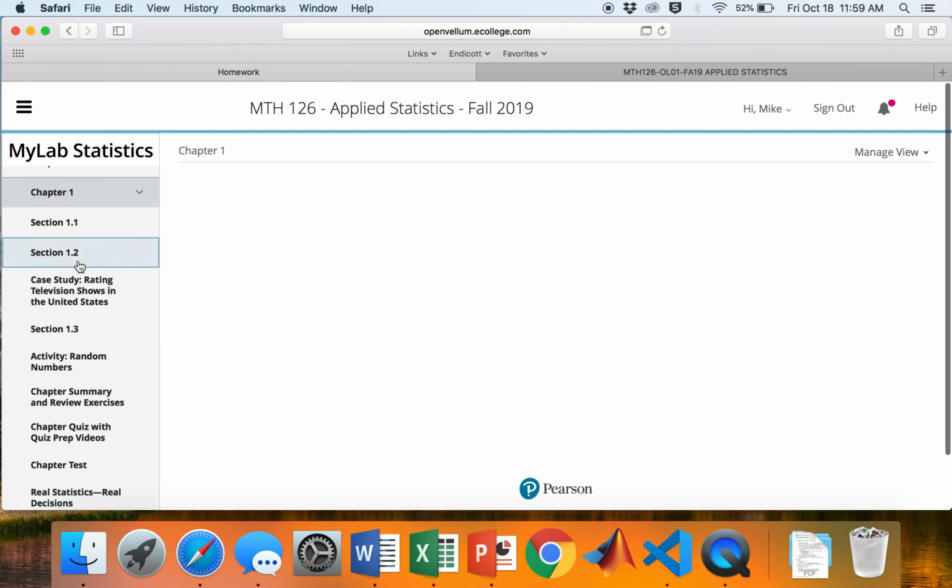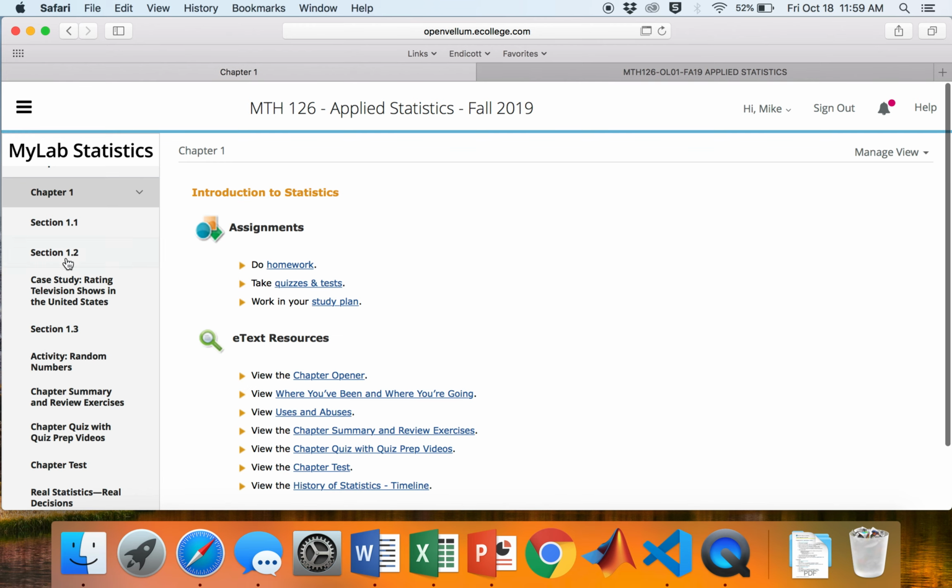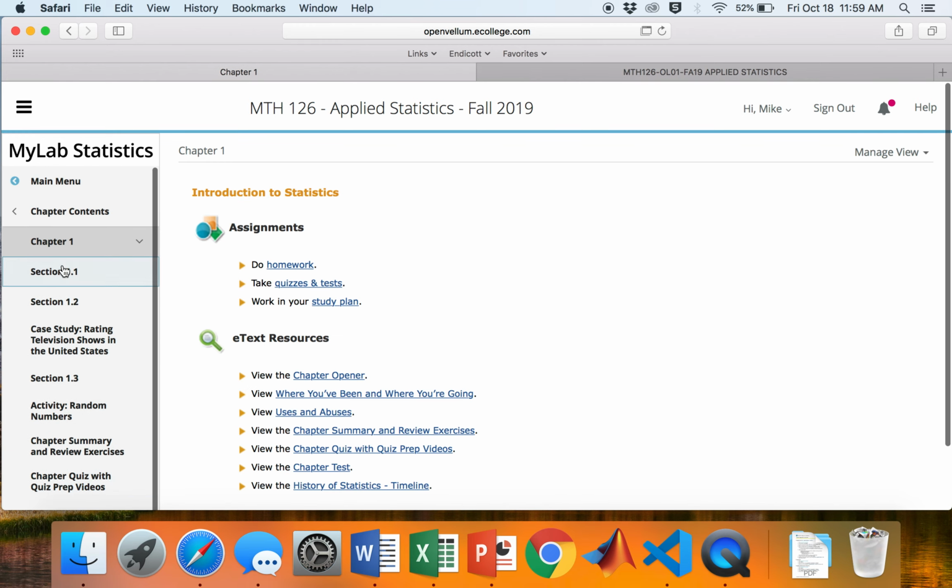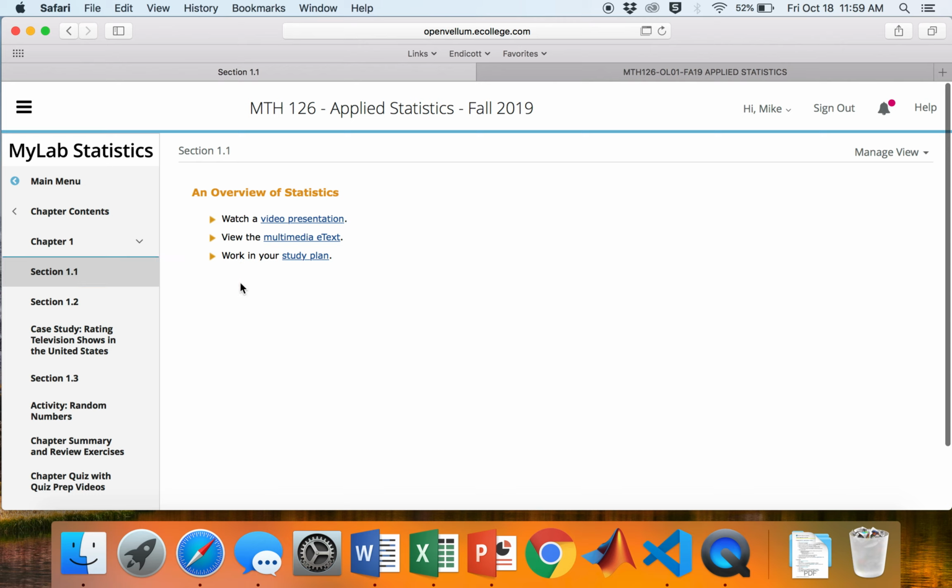If you click on any of the chapters, there's a bunch of stuff over here, but the sections are the actual book. So if you click on any of the sections, I'll click on section 1.1. If you click on this View Multimedia e-text, a window will pop up, and it'll be an ebook, or a textbook, right? So it's almost like looking at a PDF, so to speak. If you click on this, you'll get the actual textbook. So for the first assignment, you're going to click on sections 1.1, 1.2, and 1.3, and read the textbook.